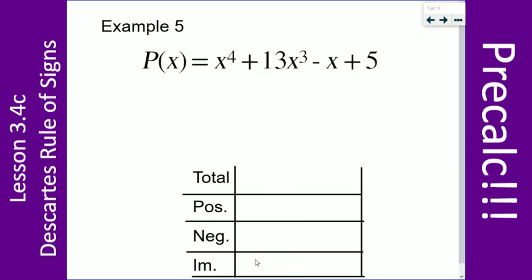All right, cool. So x to the fourth plus 13x cubed minus x plus 5. Go ahead and pause it, and I will be back to talk through the solutions. Ready, set, go.